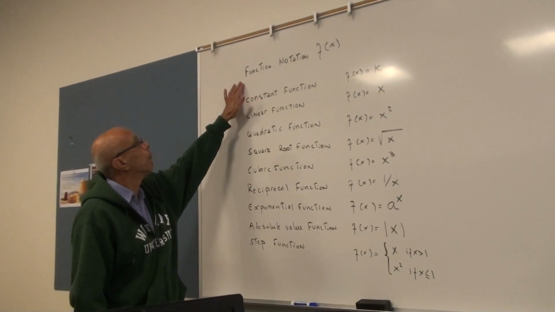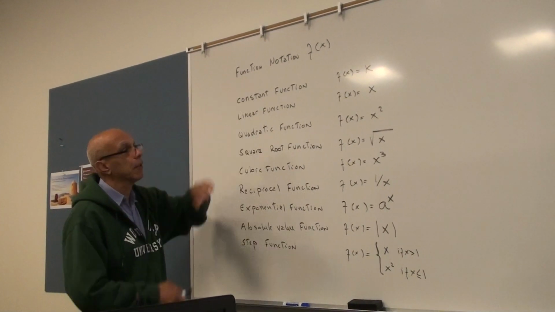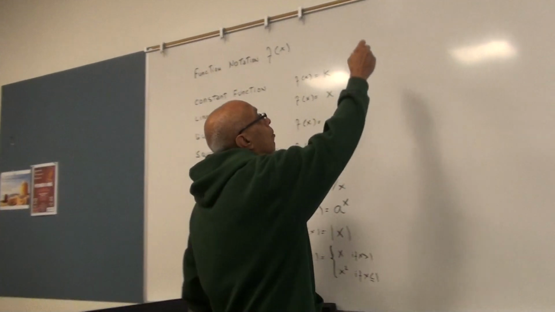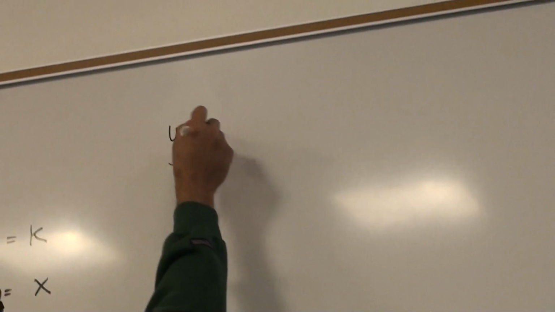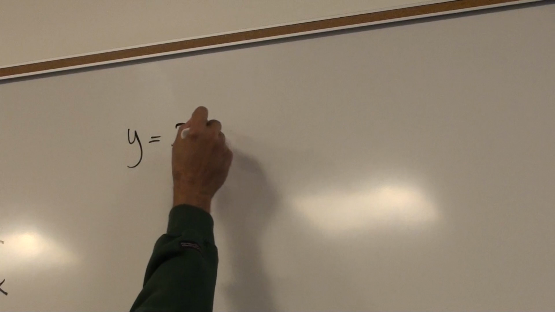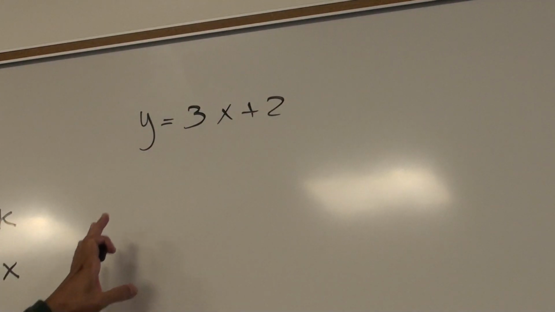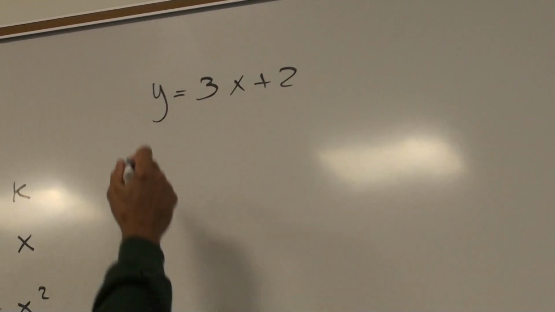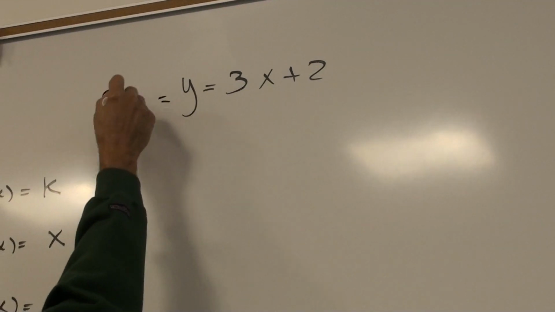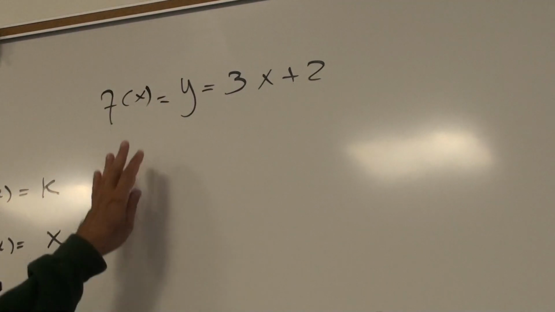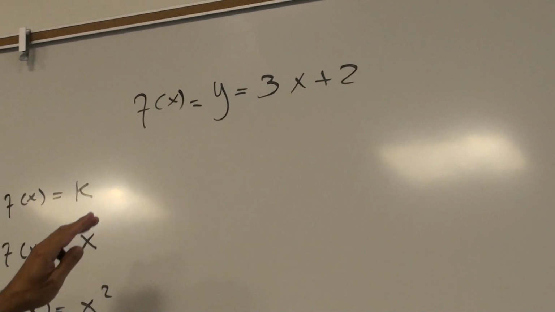Let's start. First, instead of writing y equals 3x plus 2, right? This is the equation of the line. Instead of writing y, now we're going to write f of x, okay? This is function notation.